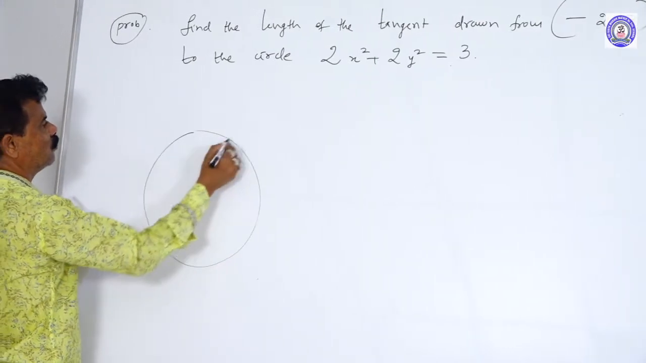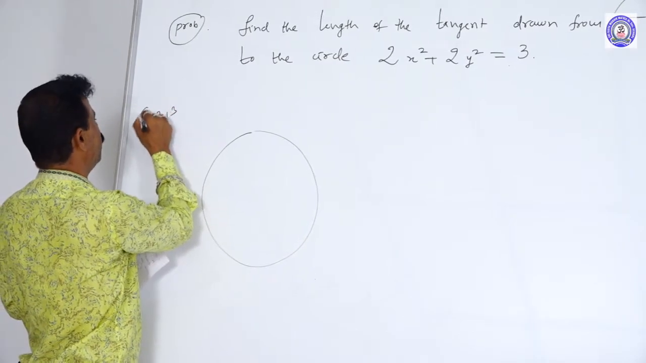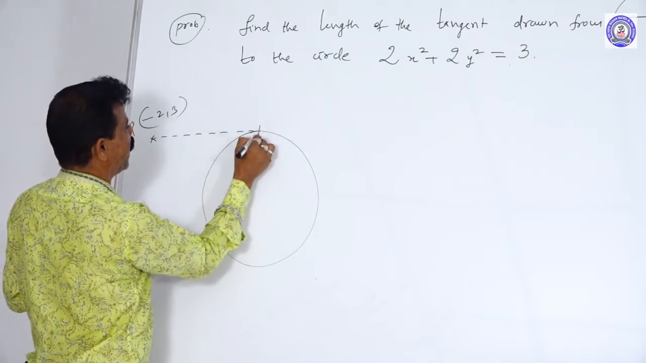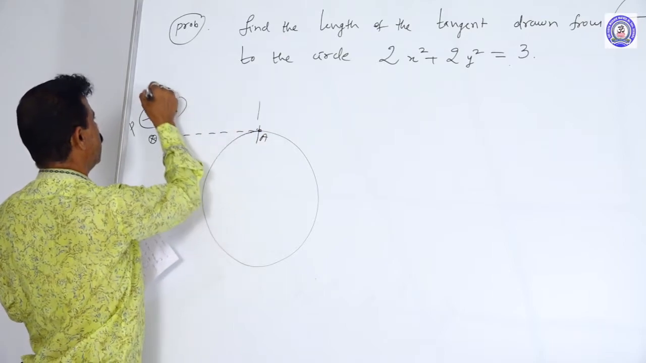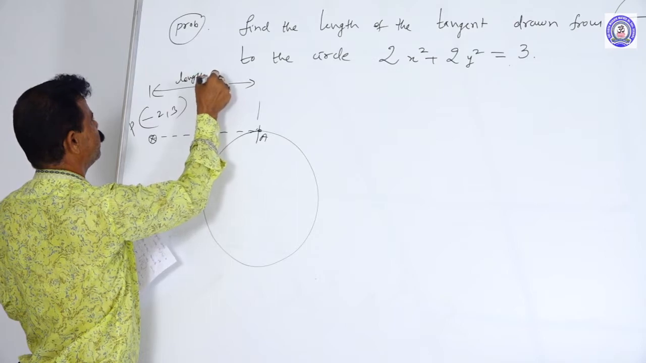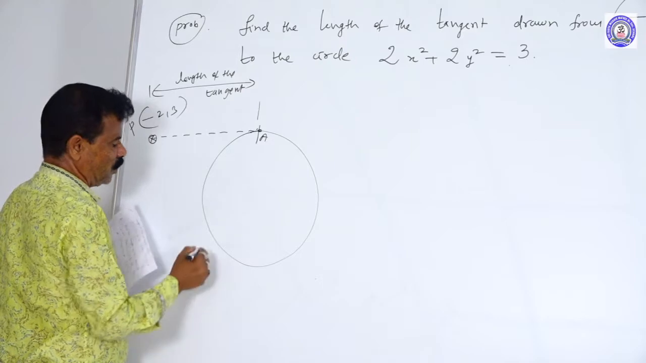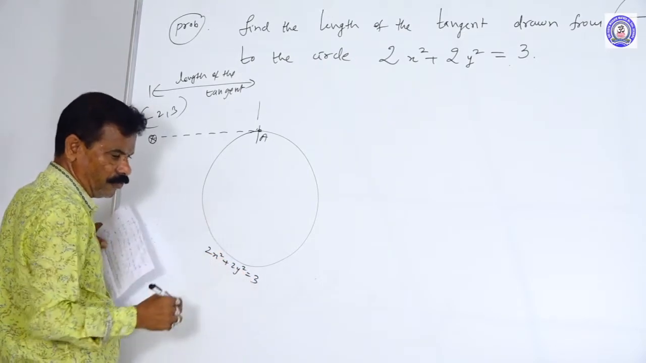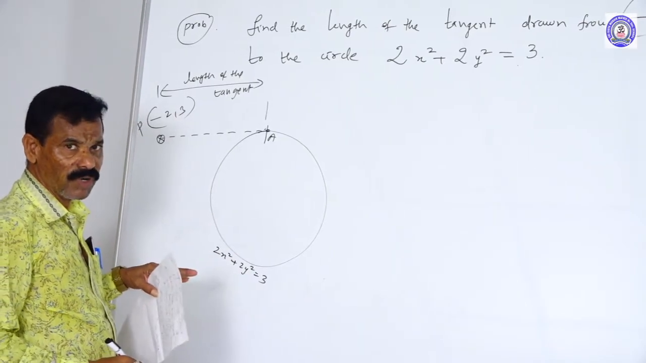This is the circle. This is the point (−2, 3), point P. This is the tangent. Suppose it is the point A. This is the length of the tangent. This is the circle 2x² + 2y² = 3, but it is not in the general or standard form. We convert it to general form.